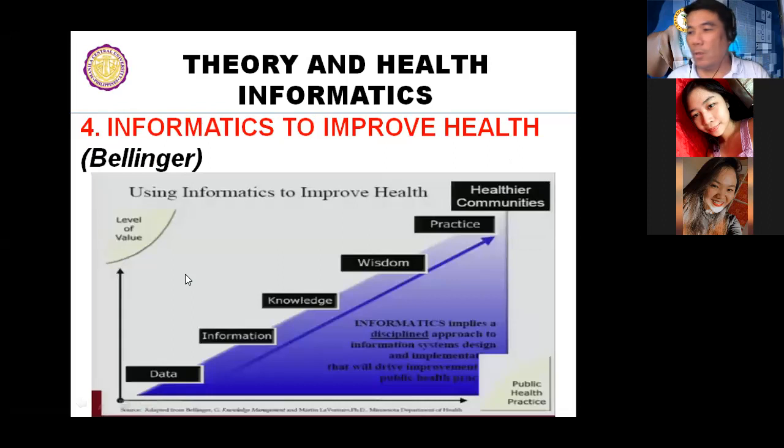So I think this could be the last one because it's almost 5. The fourth is informatics to improve health, according to Bellinger. This is more complete on how it will be utilized, because just like number 3, we started with data, information, knowledge, and wisdom, but it turned out that it added practice and health community. So it means that when we start with data, information, knowledge, and wisdom, this could be individualized.